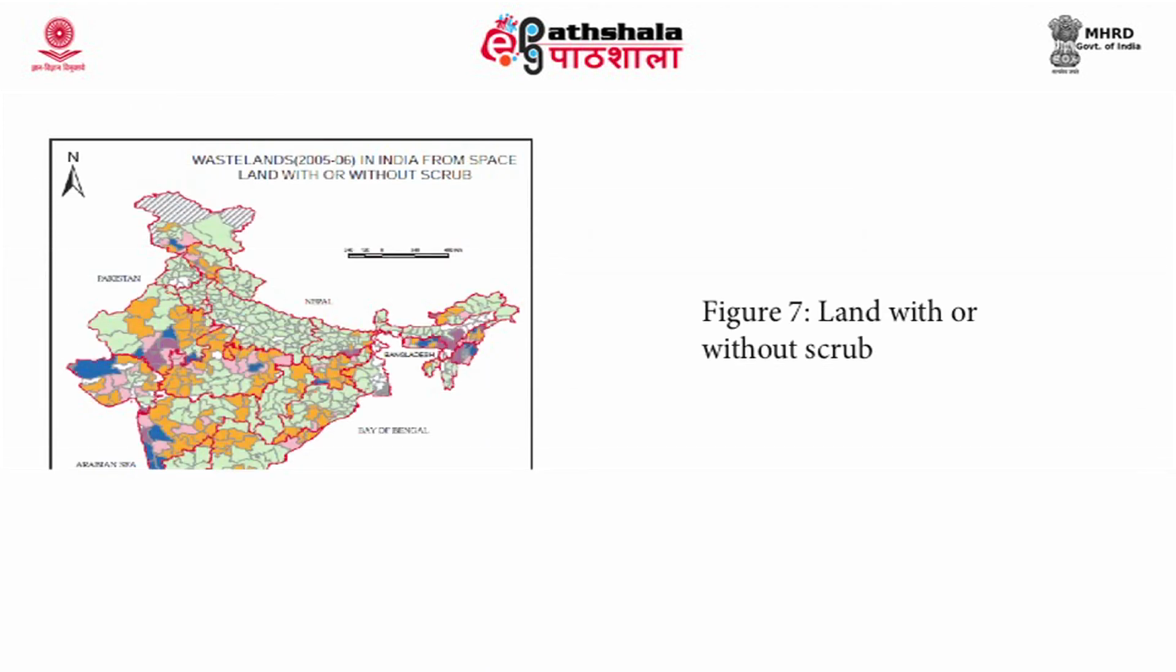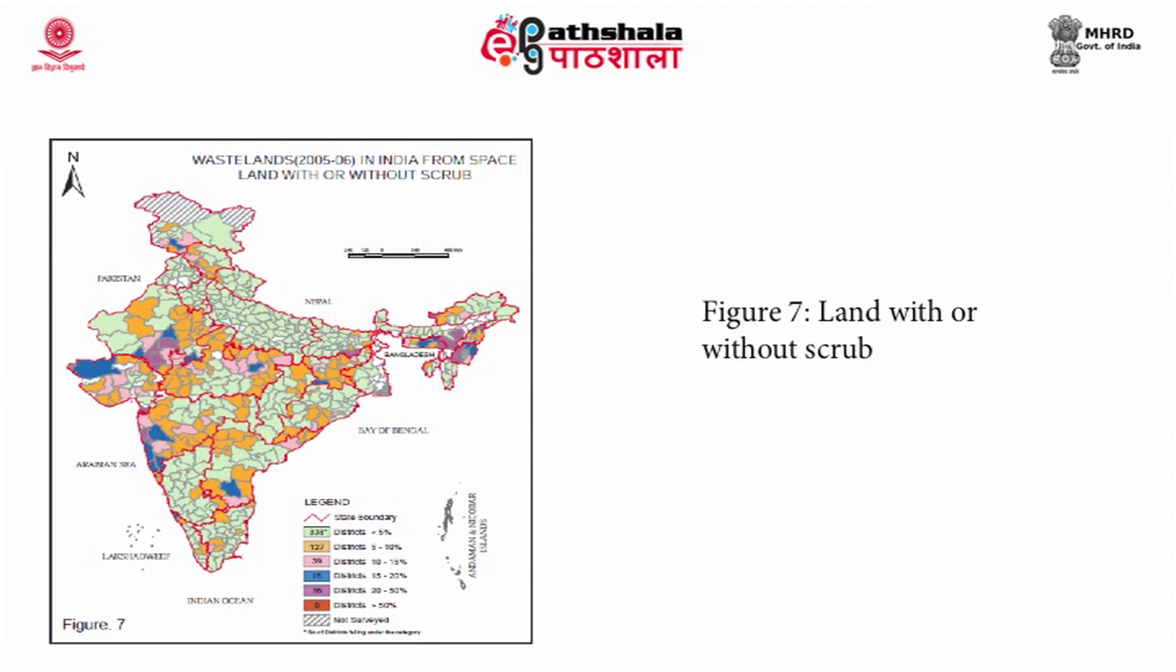In the next figure, which shows the gullied and ravinous land obtained from satellite data, 228 districts have an area that is less than 5%, while 8 districts have an area above 5 to 10%. For wasteland areas that include land with or without scrub, 338 districts have an area that is less than 5%, 127 districts between 5 to 10%, 39 districts between 10 to 15%, 18 between 15 to 20% and 16 districts have wasteland area between 20 to 50%.